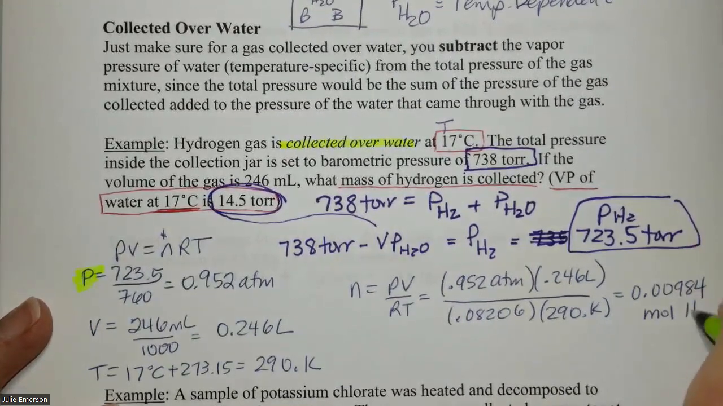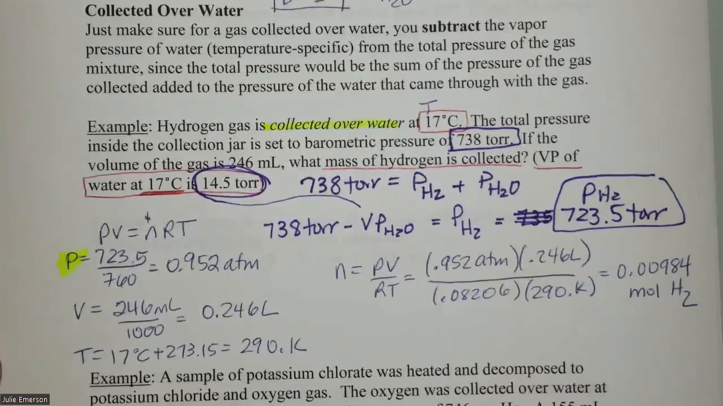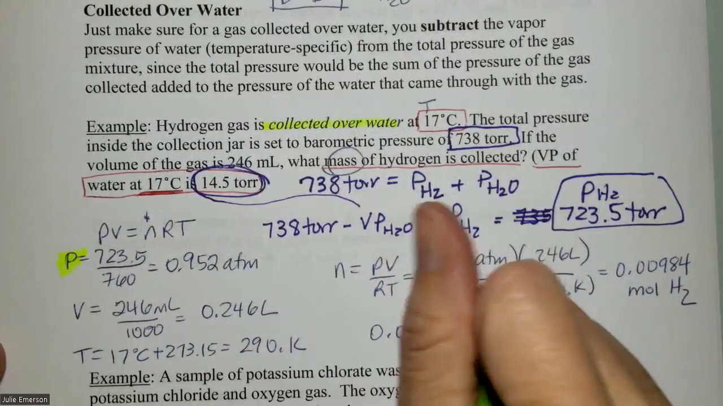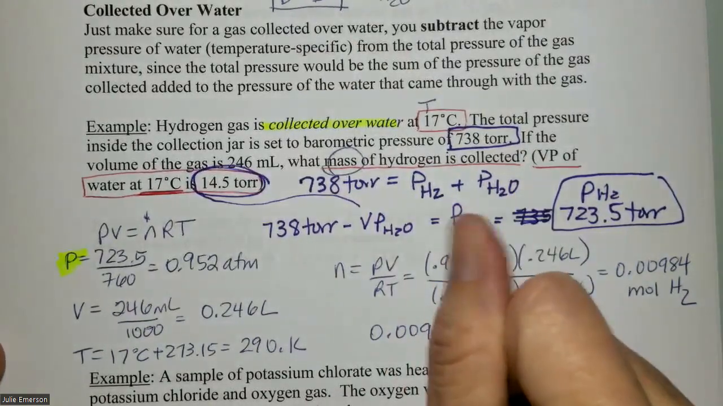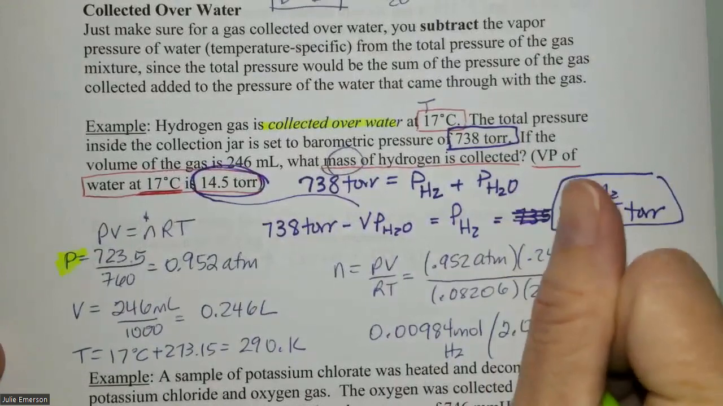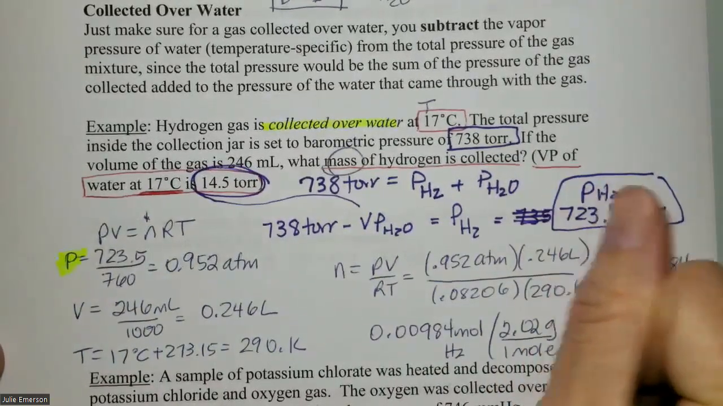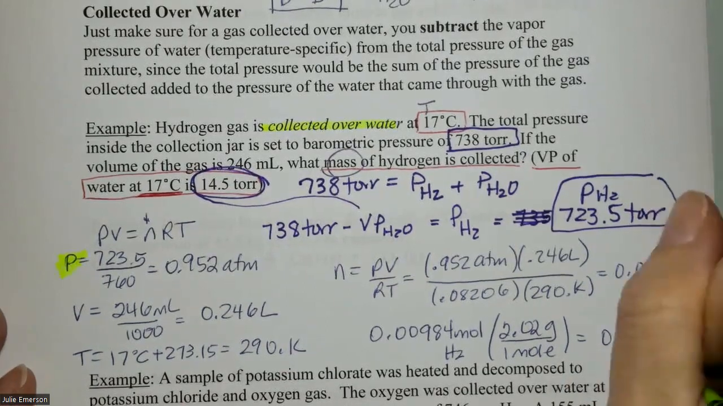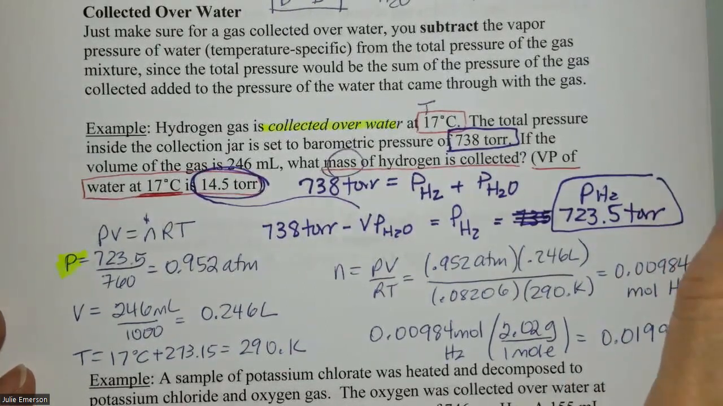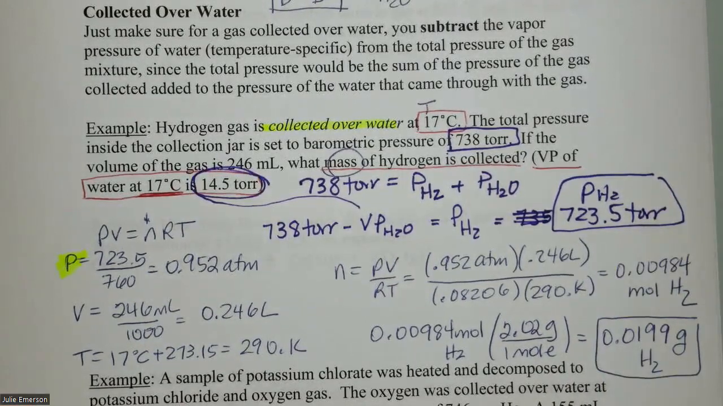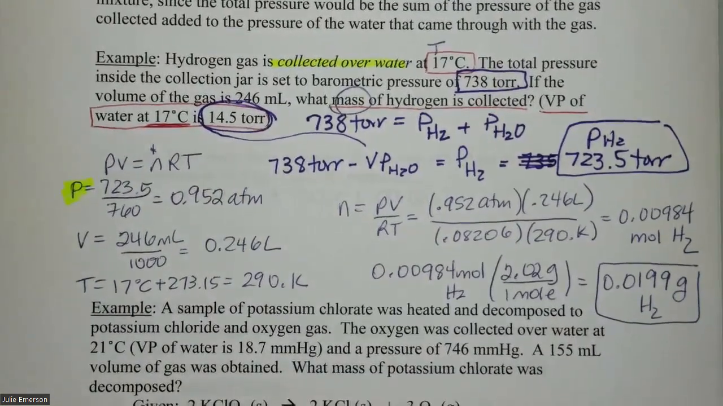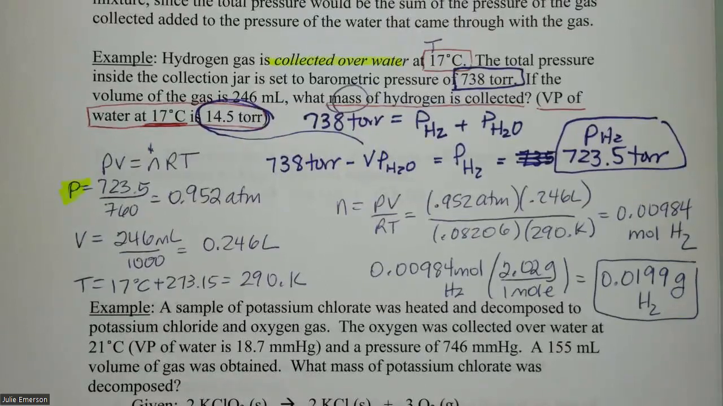0.00984 moles of hydrogen. And then if we want to do mass, we're just going to take 0.00984 moles. Remember, hydrogen is a diatomic, so molar mass, 2.02 grams per mole. So when I multiply that, I get 0.0199 grams of hydrogen. So not much. So yeah, 0.0199 grams of hydrogen would be the mass of hydrogen that I've collected.